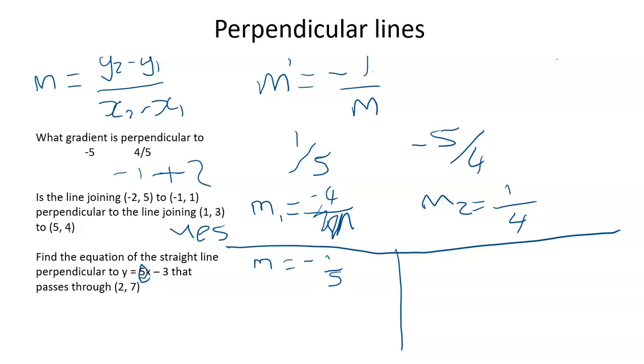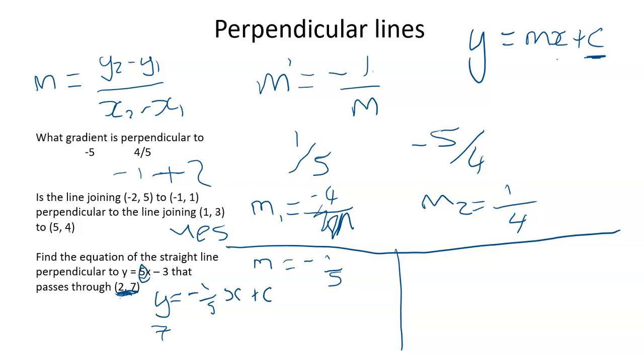So the first way is just to put this into y equals mx plus c, the general equation of a straight line. And we now know the gradient. We only need to know the c and we're done. So y equals minus 1/5 x plus c. And because we know this one coordinate, these two values, 2 and 7, we can substitute that in and solve for c.